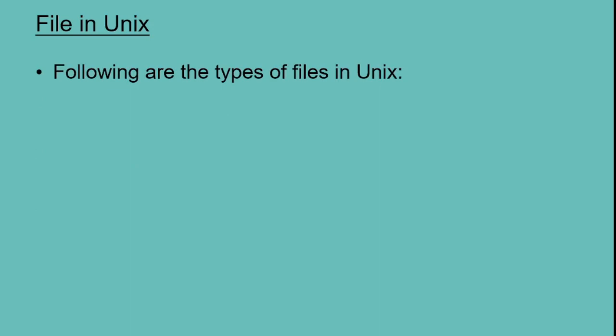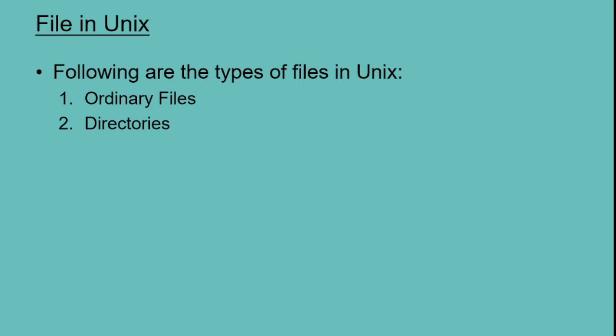Hi, welcome back. So next topic is files in Unix. In Unix there are different types of files. First one is the ordinary file. Ordinary files are regular files, let's say XLS, PDF, text files, jar files. Identification of ordinary files is a simple dash.